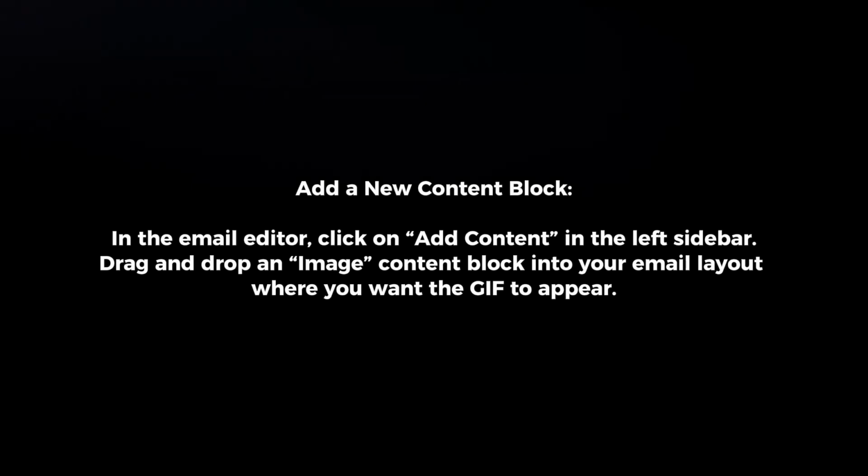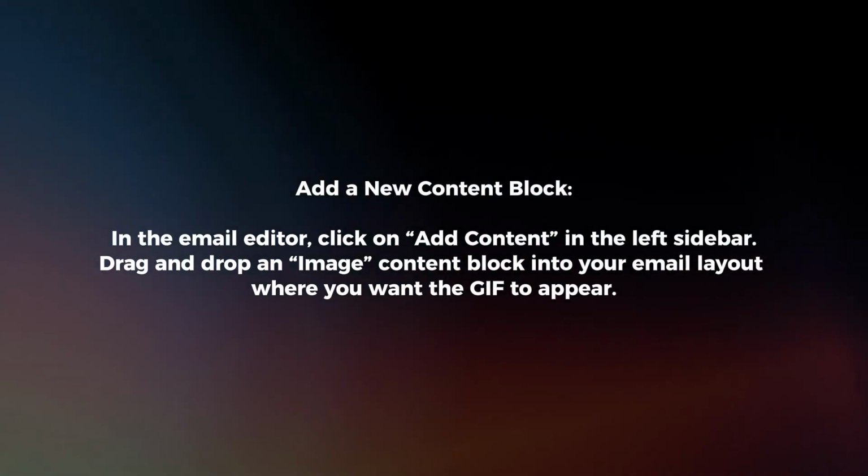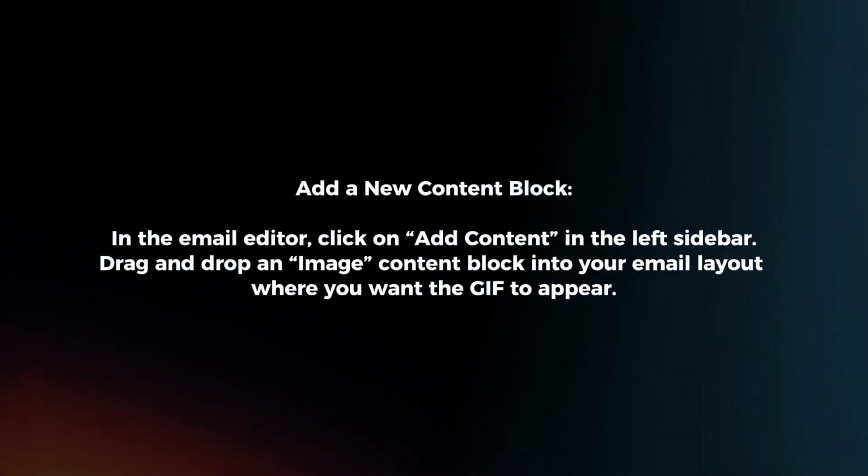Access the email editor. Click on Design Email to enter the email editor. Add a new content block. In the email editor, click on Add Content in the left sidebar. Drag and drop an image content block into your email layout where you want the GIF to appear.